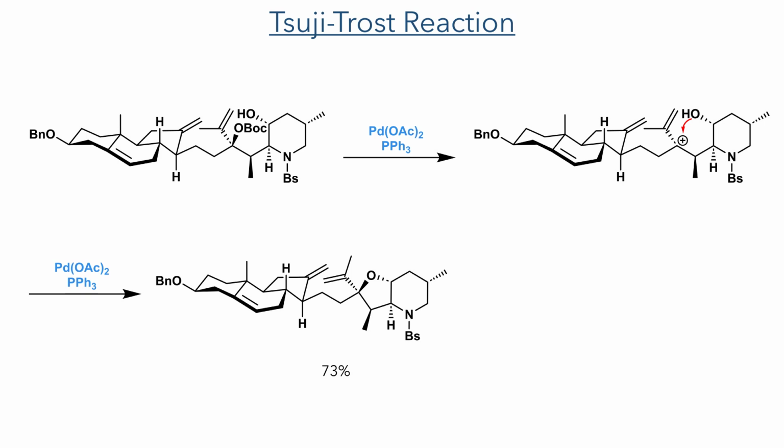Palladium acetate and triphenylphosphine react with the Boc group, promoting its elimination and the formation of a tertiary carbocation. This undergoes intramolecular attack, forming a 5-membered ring in a 73% yield. It is worth noting that this Tsuji-Trost reaction was quite difficult and required screening over 20 reaction conditions in order to find the optimum method. It is for this reason that they used a Boc group instead of the more commonly used acetate.